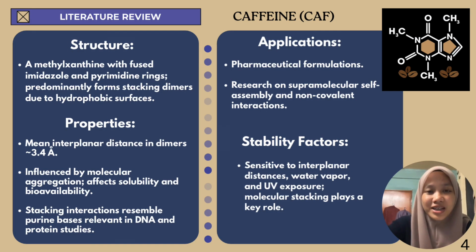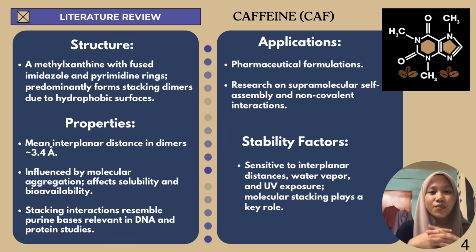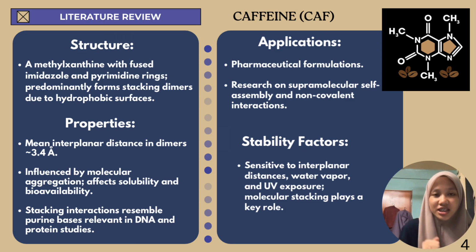Okay, the first part is the caffeine structure. Caffeine is a chemical compound that has a unique shape made by joining two small parts called imidazole and pyrimidine rings. These parts fit together like puzzle pieces to form a flat, stable structure.